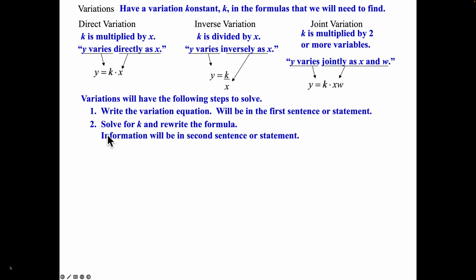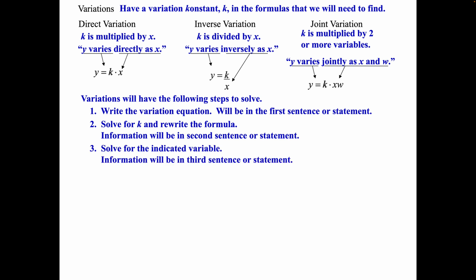That means they're going to have to give you all kinds of information except for k. So they'll give you the y, the x, the y, the x, the w. You solve for k and rewrite the formula. This is usually in the second sentence or statement. And third, you solve for the indicated variable. Now they give you more information with one of the variables y, x, or w missing. Now sometimes they'll just give you 2 statements and you stop right there. So again, it's all going to depend on how much they give you.